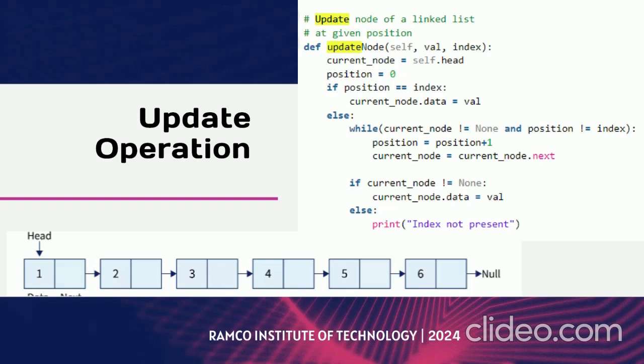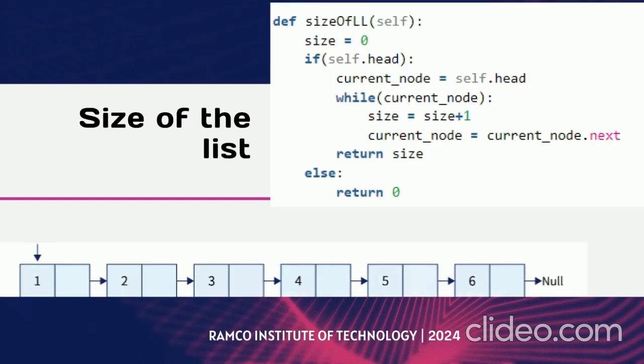So after the while loop, the current node will have the node at the mentioned index. If the current node is not null, we can change the data to val, or else we can directly print index not found. Then these are the basic operations, and we can see two more additional operations.